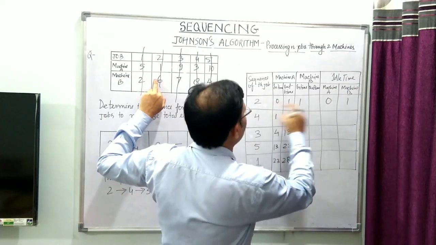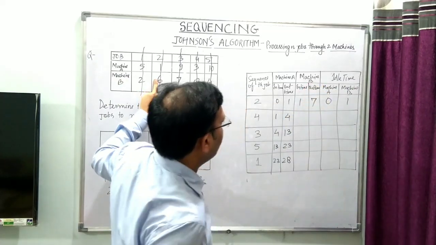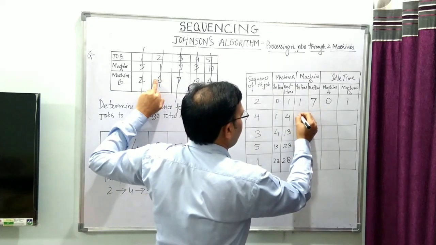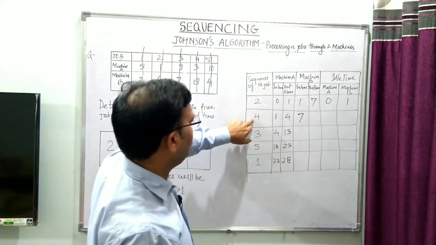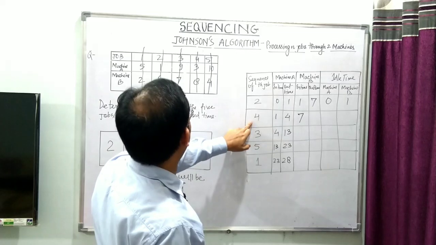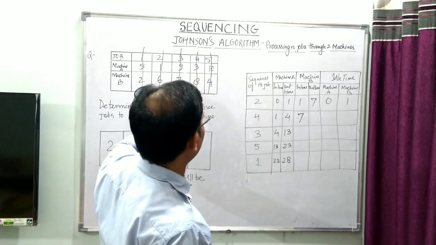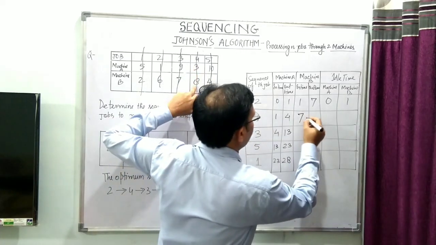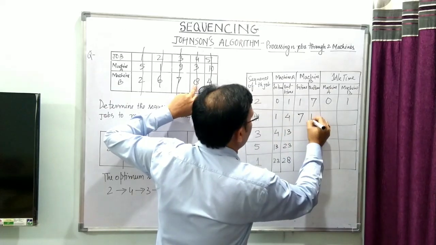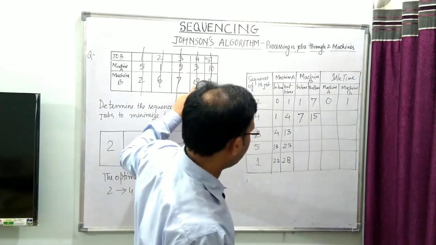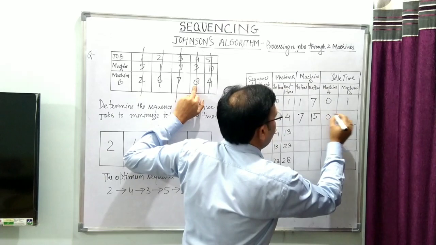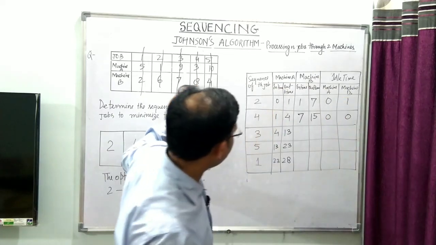So 1 plus 6 is equal to 7, right? So by 7 it will be out. So by 7 job 4 shall be starting, and job 4 takes how much time at machine B? It takes 8 hours. So 7 plus 8 is equal to 15, right? Again the idle time is 0, right?